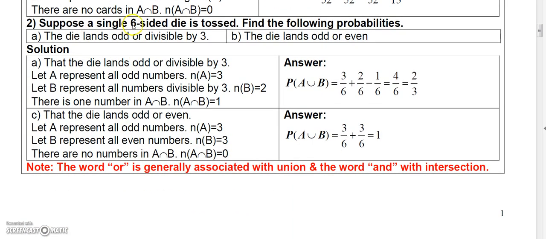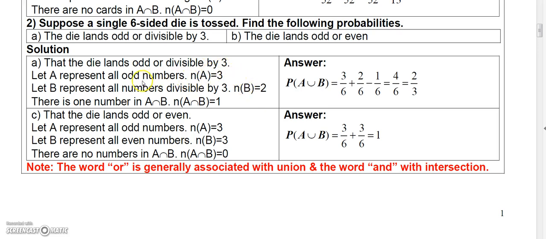Let's take a look at another example. Suppose a single 6-sided die is tossed. Find the probability that the die lands odd or divisible by 3. Let A represent odd numbers, and there are 3 ways you can get an odd number if you toss a die, because you can roll a 1 or 3 or 5. And let B represent all numbers divisible by 3. There are 2 numbers you can get that are divisible by 3, and that would be a 3 or a 6. So there are 2 of those.